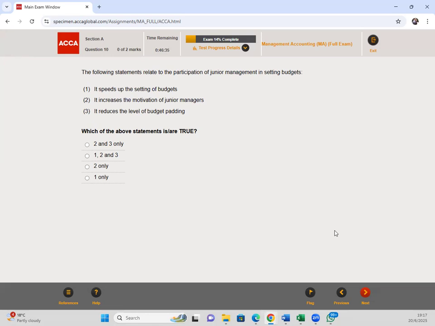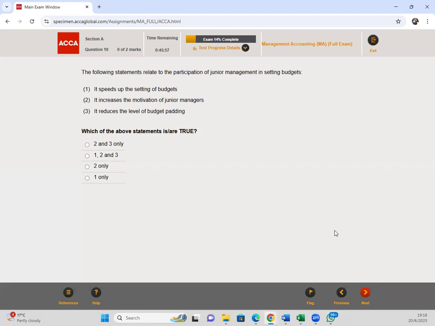If you are now including everyone in the setting up of the budget, does it actually speed up the process? I don't think so, because if we include everyone, it tends to delay the process. We need to sit down and argue, why are we saying we should put this? So if the budgetary process involves a lot of people, it can be time consuming because we take time to reach an agreement. It increases motivation. Yes, it does increase their motivation because they will feel appreciated. They will feel like they're part of the budget setting process.